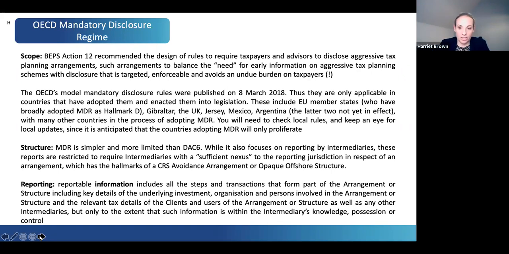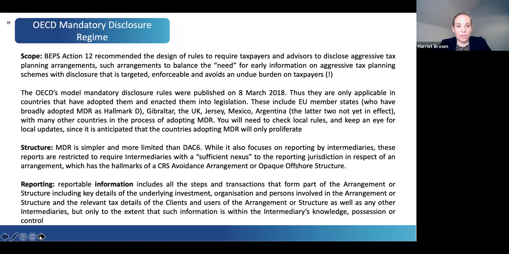We're going to have another statutory instrument that we've got in draft at the moment to change DAC6 into OECD MDR. So what's actually enacted may differ from the model. So just as a bit of a health warning, always look at the national legislation.